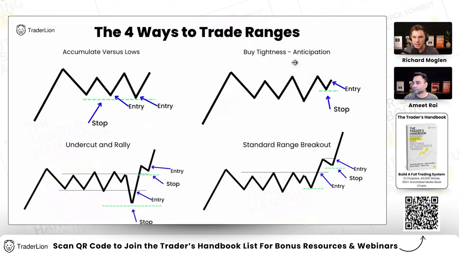Next, we've got buying tightness, anticipation, as it looks to be breaking out of that range and sets up a higher low. Then you could enter, setting your stop right under that higher low or even the low of that range. That would be a great way to, again, get a really good cost basis with a very tight stop.